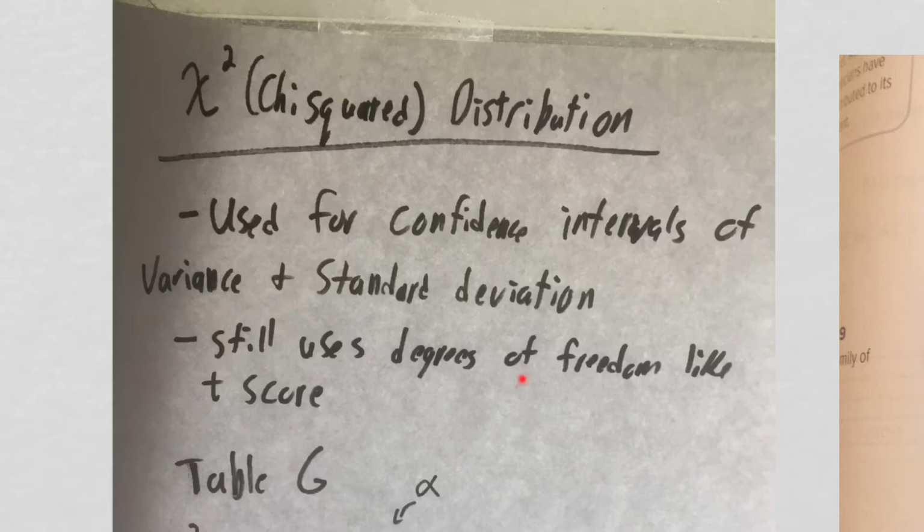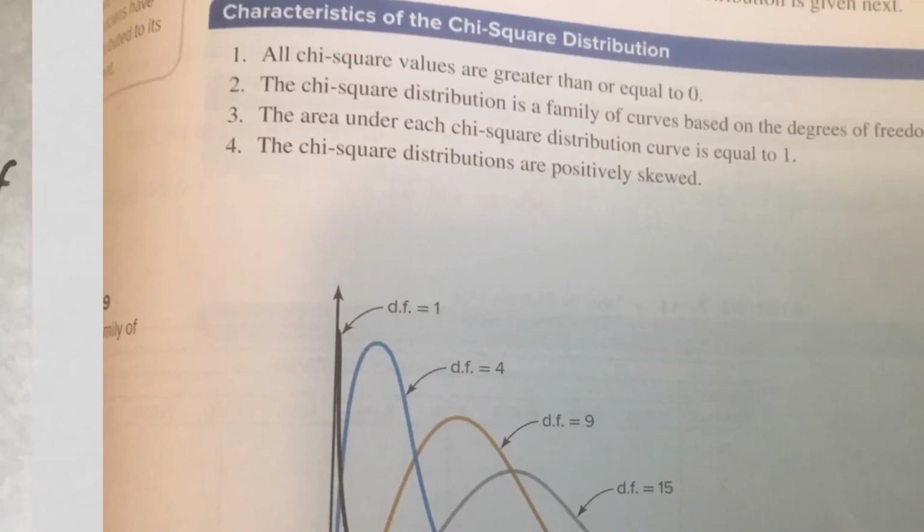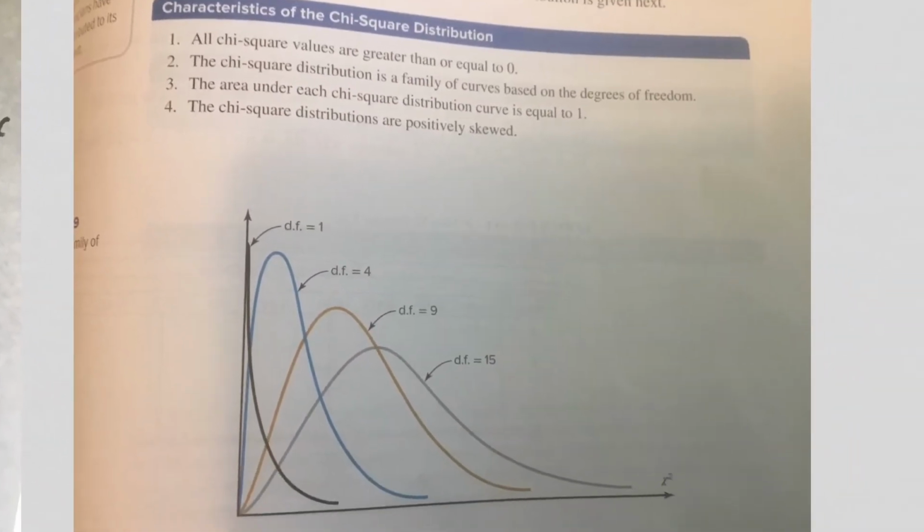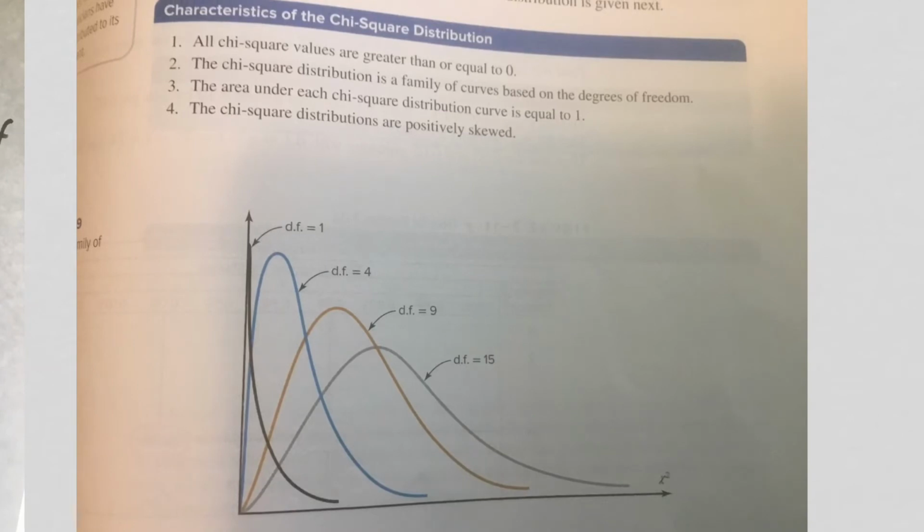You're still going to use your degrees of freedom, where you take your sample size and subtract 1, just like you did with the t-score. We're now going to be looking at table G. Taking a look at what your chi-square distribution is, this one does not look so much like your normal distribution. It is leaned more towards the left side of the graph.